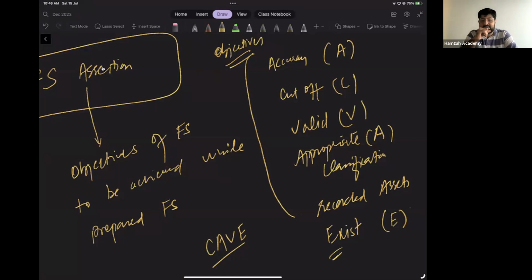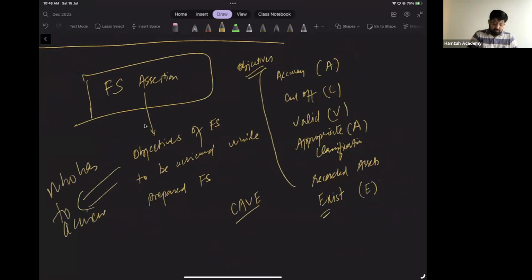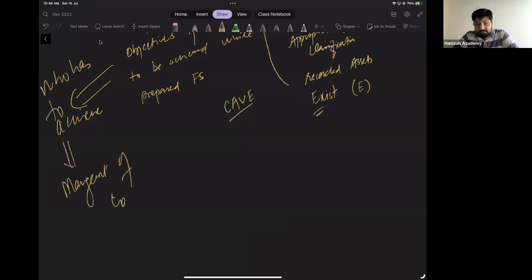Whatever you are recording, that it is accurate, you mean the company. And who has to achieve this objective? It is the management of the company. It is their target, their duty to achieve the objectives.